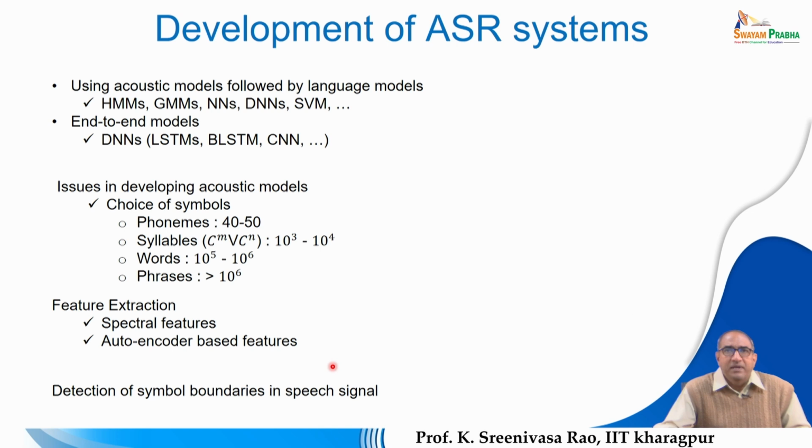And then coming to the development of ASR systems, the framework which we mentioned at the beginning basically consists of acoustic models followed by language models. Prior to the acoustic model, we have a feature extraction module, from which the sequence of feature vectors will be extracted. Then using the acoustic model, we transform those feature vectors to a sequence of symbols or sound units. And from the sequence of sound units, by applying a language model, we can derive the sequence of words.